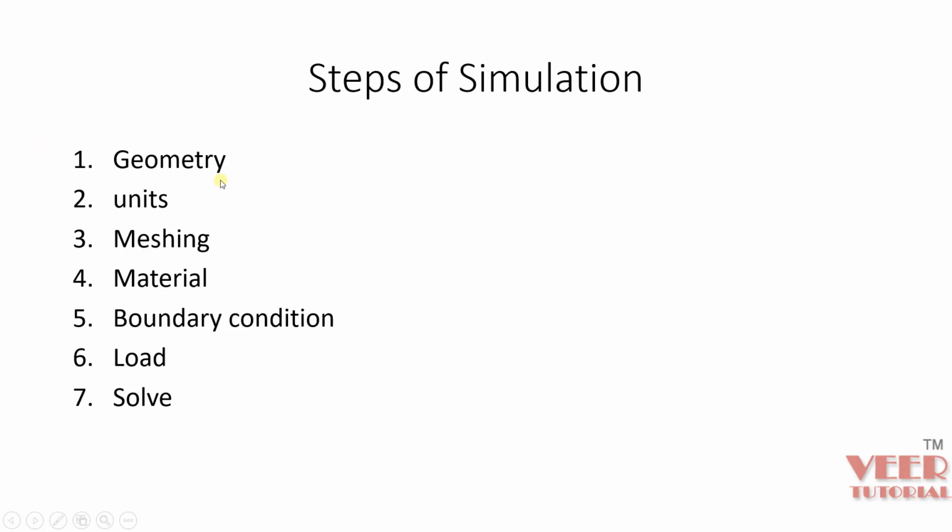Whenever you perform any simulation using Creo, you need to follow all these steps. The first step is importing or creating the geometry. After that, we need to properly select the units. In FEA, selection of proper units is very important. Then we need to mesh the part. Mesh can be according to the geometry, whether it is 1D, 2D or 3D. Then we have to apply the proper material, the proper boundary condition and loading. And then in the end we need to solve this. After that we need to view the result.